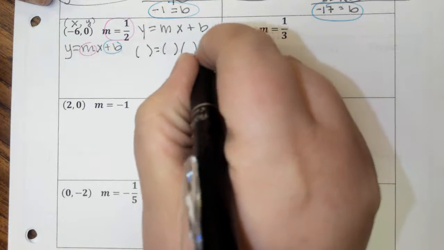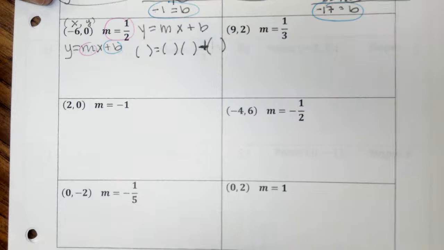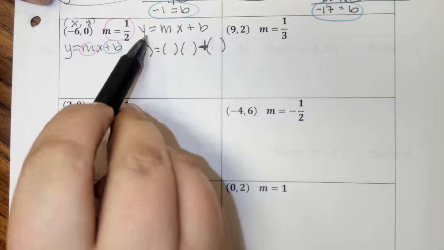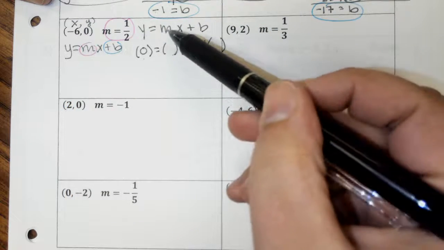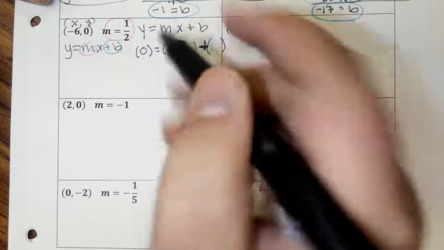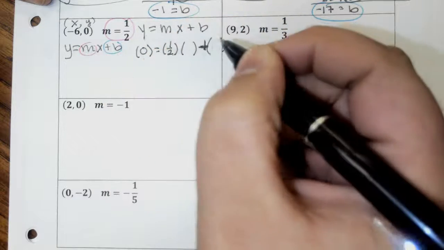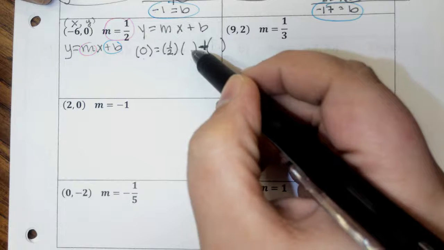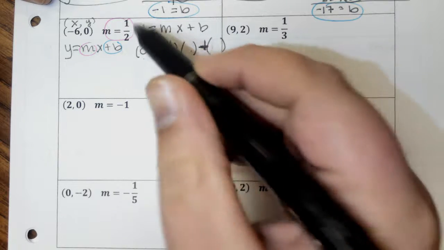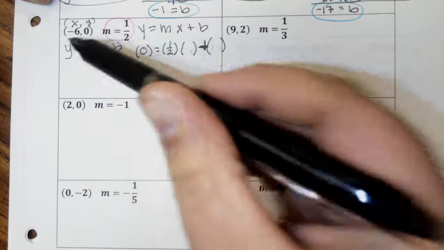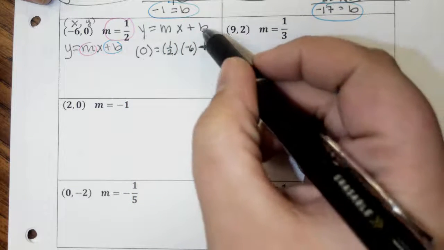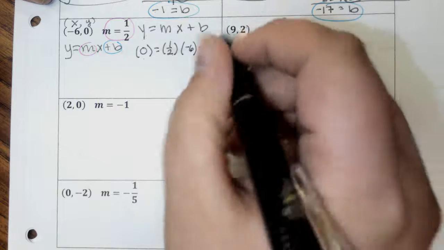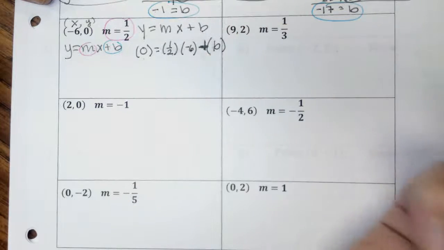That says plus. Okay. This bubble is in place of y, and y is 0. This bubble is in place of m, and m is 1/2. This bubble is in place of x, and x is -6. This bubble is in place of b, and we don't know a value for b. We're trying to solve for it, so it'll stay a letter b.